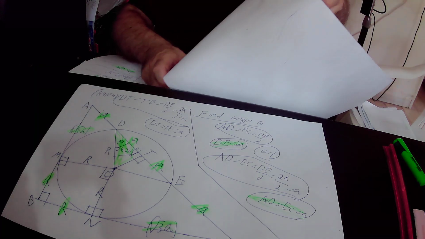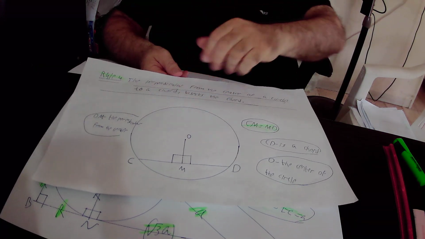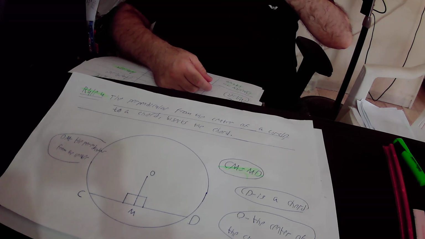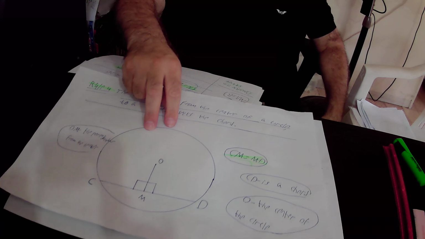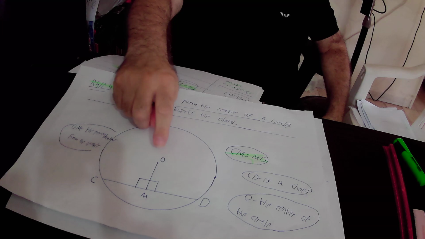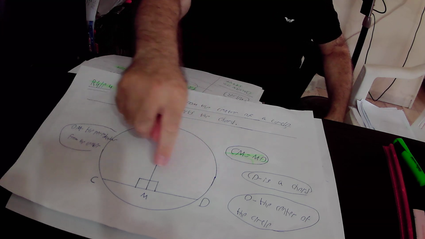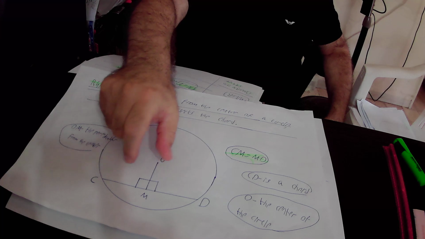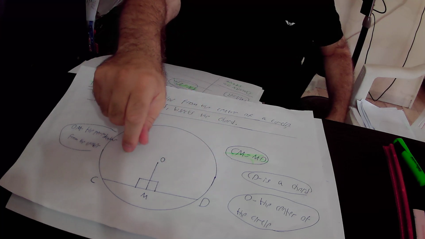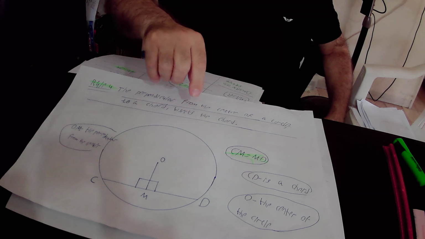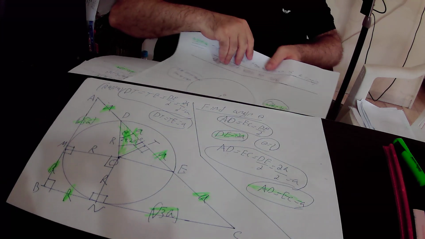According to rule number 4, the perpendicular from the center of a circle to a chord bisects the chord. We have the perpendicular OM from the center of the circle, that is O, bisecting chord CD according to rule number 4. That is to say, CM equals MD, and CM equals CD over 2, and MD also equals CD over 2. Now we implement rule number 4 in our drawing.